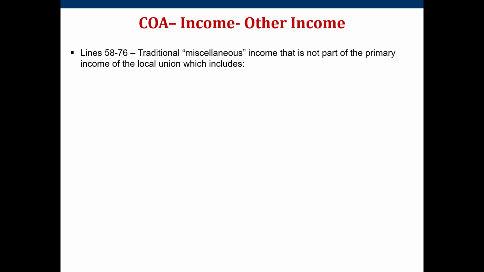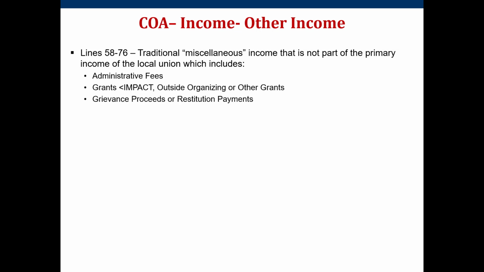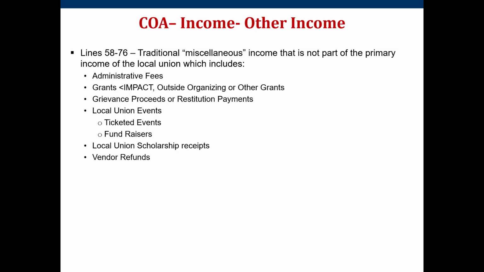The last income grouping is other income, which begins on line 58 and goes through line 76. Most of the accounts in this section are typical miscellaneous income items. We have included typical accounts seen on audit reports, such as administrative fees, grants, which would include impact grants, outside organizing, or third-party grants that a local union may obtain, grievance proceeds or restitution payments, local union events such as a ticketed event or a fundraiser, local union scholarship receipts, and finally, vendor refunds or vendor receipts.